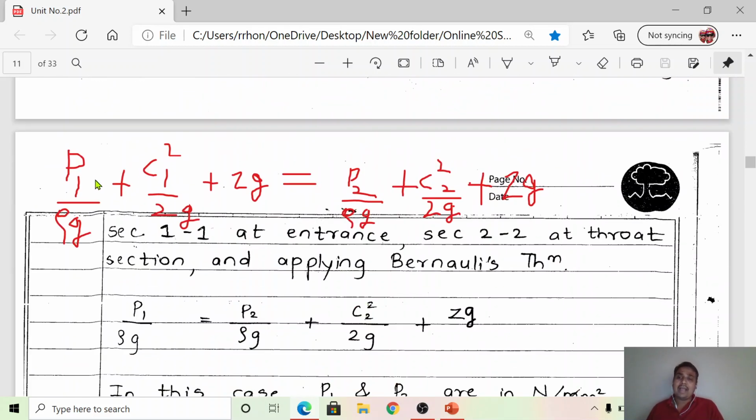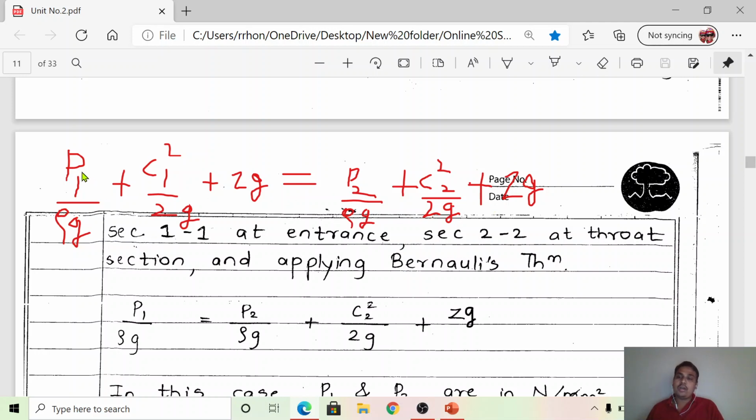So, as we know, we are going to apply Bernoulli's equation for section 1, the entrance, and section 2, that is the throat section. We know the standard equation of Bernoulli's equation, that is P1 by rho g plus C1 square by 2g plus Z1 g, and similarly for section 2 the equation is P2 by rho g plus C2 square by 2g plus Z2 g.